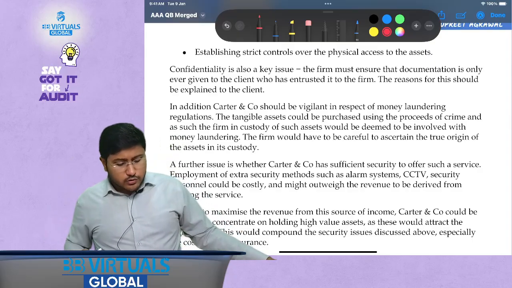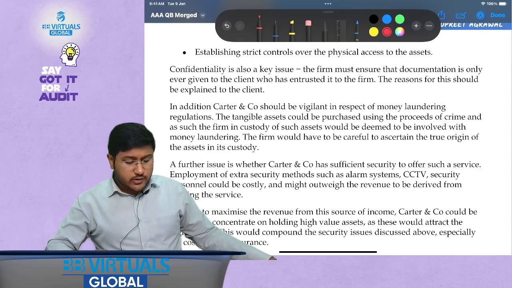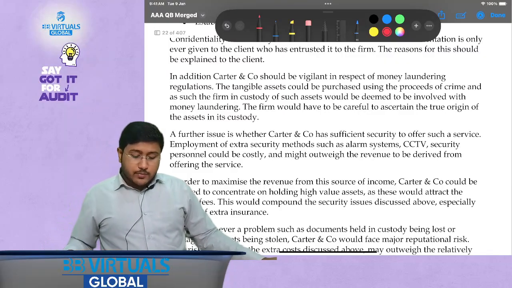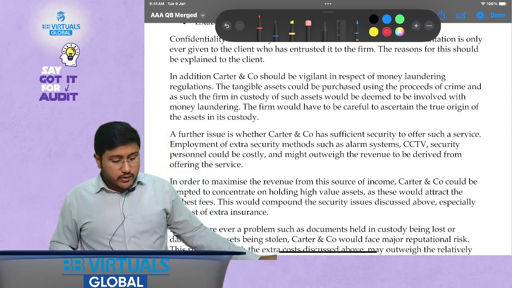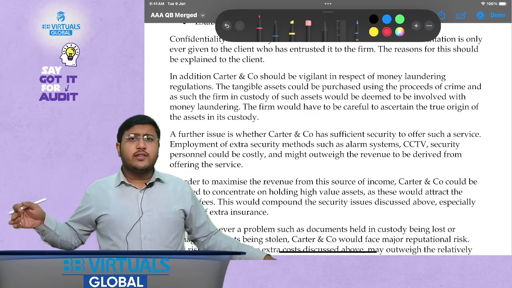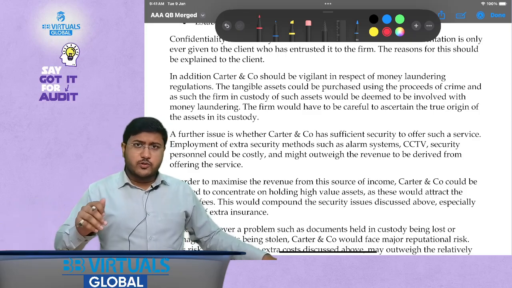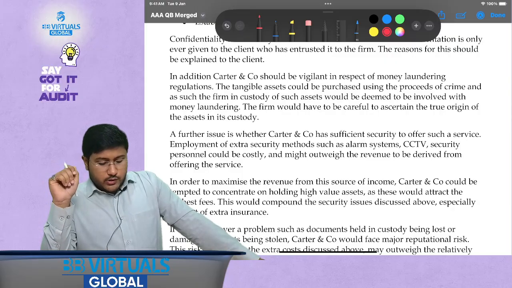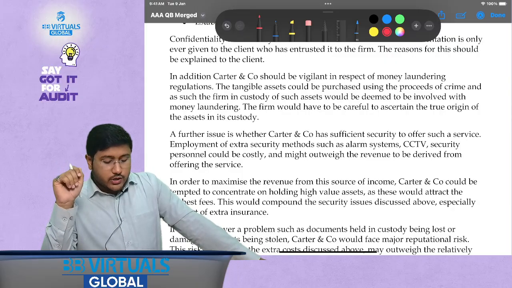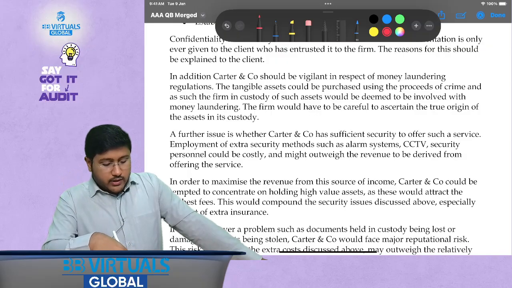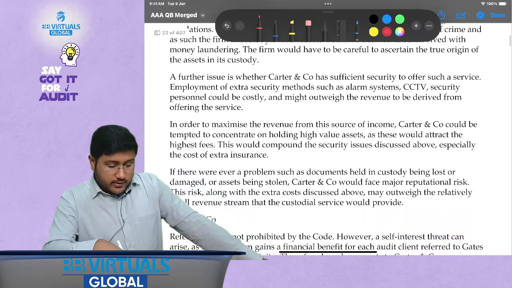Now, confidentiality is also a key issue. The firm must ensure that documentation is only ever given to the client who has entrusted it to the firm. The reasons for this should be explained to the client. In addition, Carter & Company should be vigilant in respect of money laundering regulations. It should not happen that clients use this professional accountant firm for the purpose of money laundering by hiding their assets. The intangible asset could be purchased using the proceeds of crime, and as such, the firm in custody of such assets would be deemed to be involved with money laundering. The firm would have to be careful to ascertain the true origin of the assets in its custody.